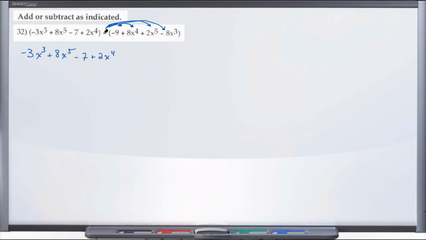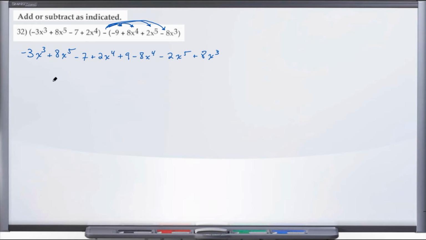And now let's go ahead and rewrite this second string of terms, our second expression here, taking into account this negative sign that we're going to distribute. So negative times a negative, well, that's going to give us now a positive 9. And negative times a positive 8x to the fourth is now negative 8x to the fourth. And negative times positive 2x to the fifth is now negative 2x to the fifth. And negative times negative is going to be a positive 8x to the third. All right, so now we have this long string of terms here.